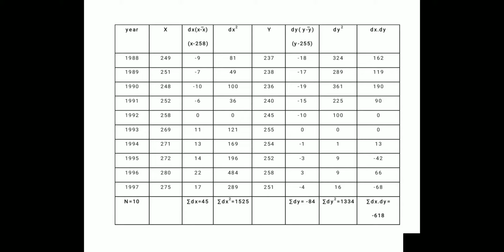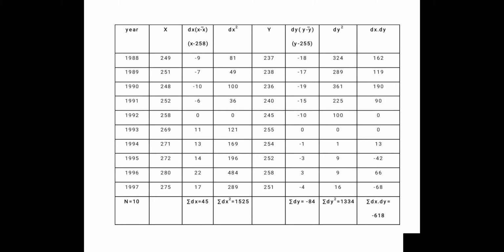In the same way we calculate all the dx values, and we end up at sigma dx, which is equal to 45. In the next column we will be squaring all these values, that is minus 9 square gives us 81. In the same way we square all the values in the next column and obtain sigma dx square, and in this problem the value is 1525.